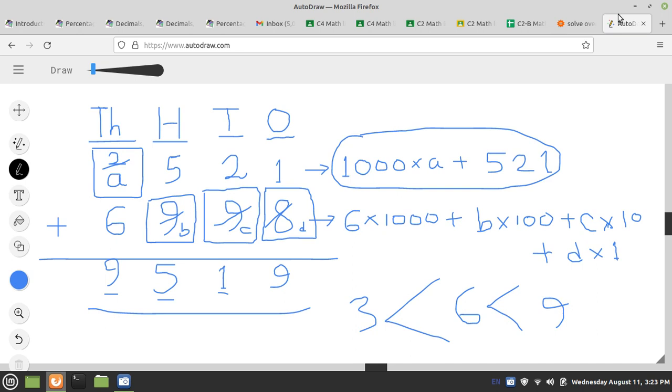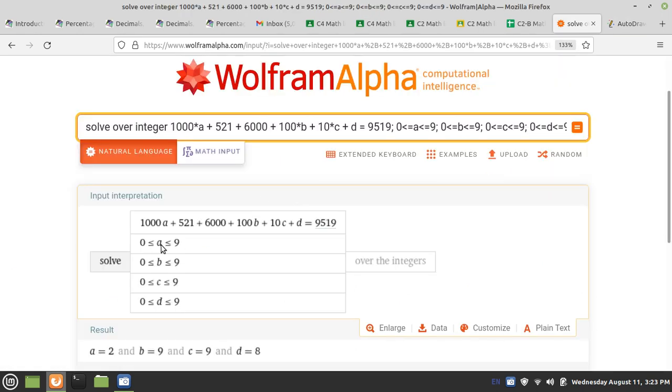So we have just written that the digits that you chose as letters A, B, C, D must be between 0 and 9, because the digits are between 0 and 9. And we solve that over the integers, that means whole numbers, because digits are not fractional. Digits are whole numbers, 0 1 2 3 4 5 6 7 8 and 9.